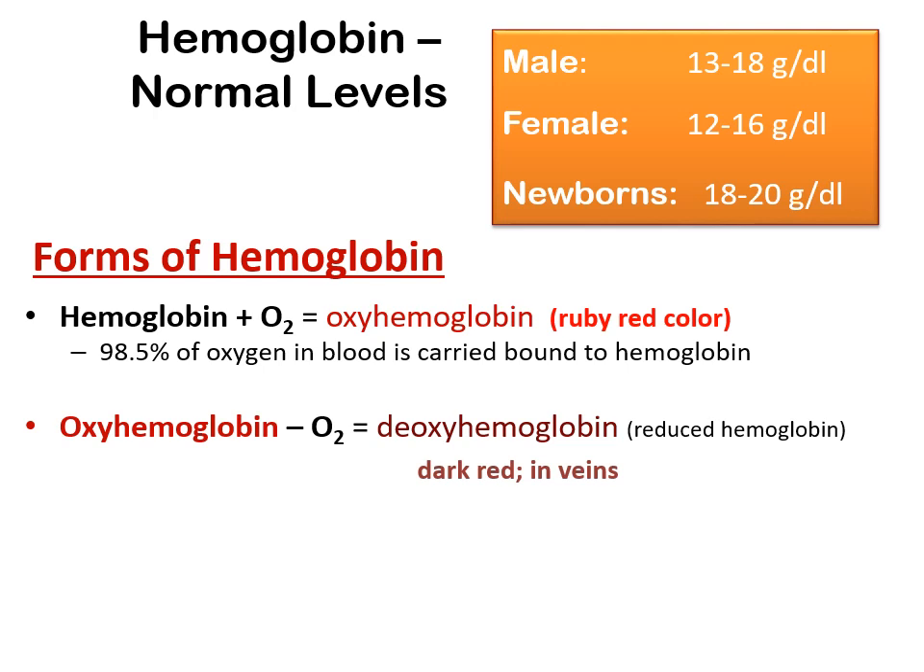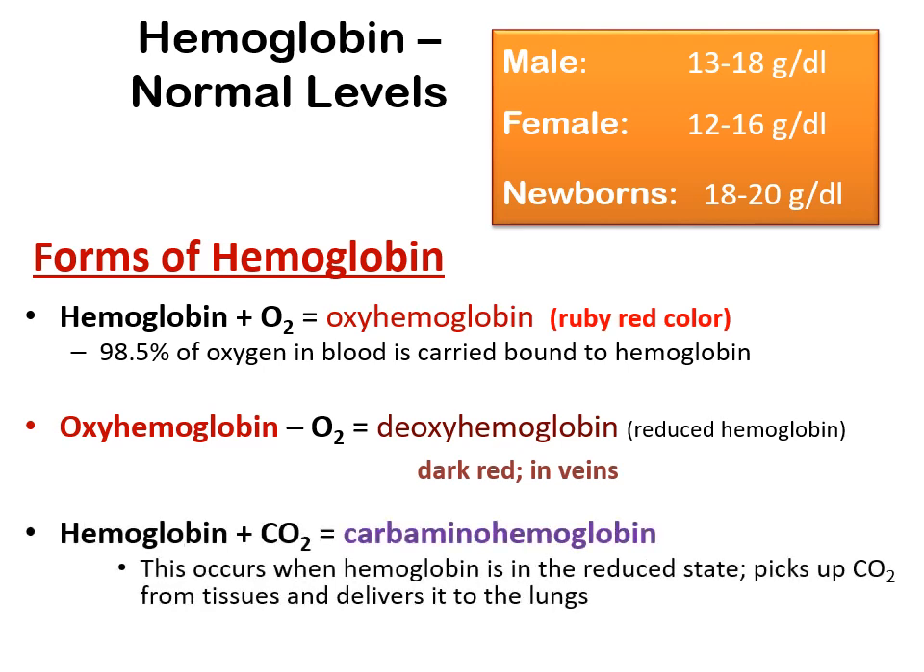Now we will see the second form, deoxyhemoglobin. Whenever the oxygen detaches from the hemoglobin, it is called deoxyhemoglobin or reduced hemoglobin, which appears dark red in color and is seen in the veins. The third type of hemoglobin is called carbaminohemoglobin. Whenever the hemoglobin binds with carbon dioxide, this occurs when hemoglobin is in the reduced state and it picks up carbon dioxide from tissues and delivers it to the lungs.